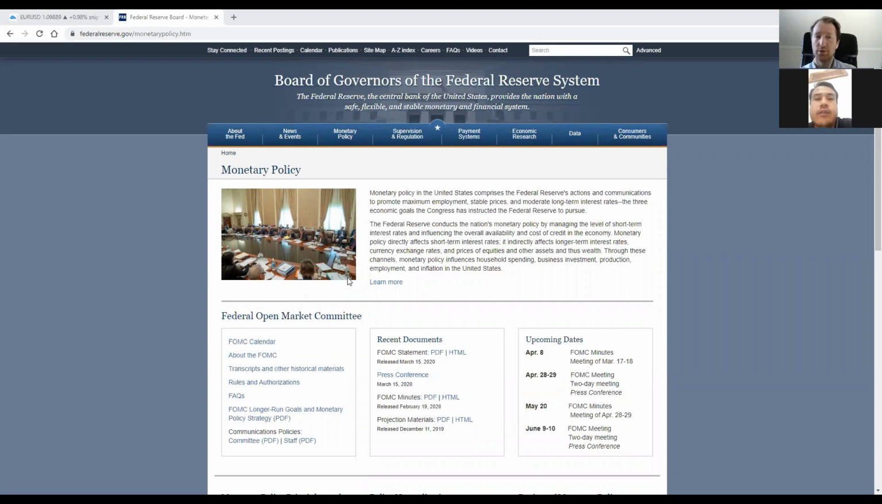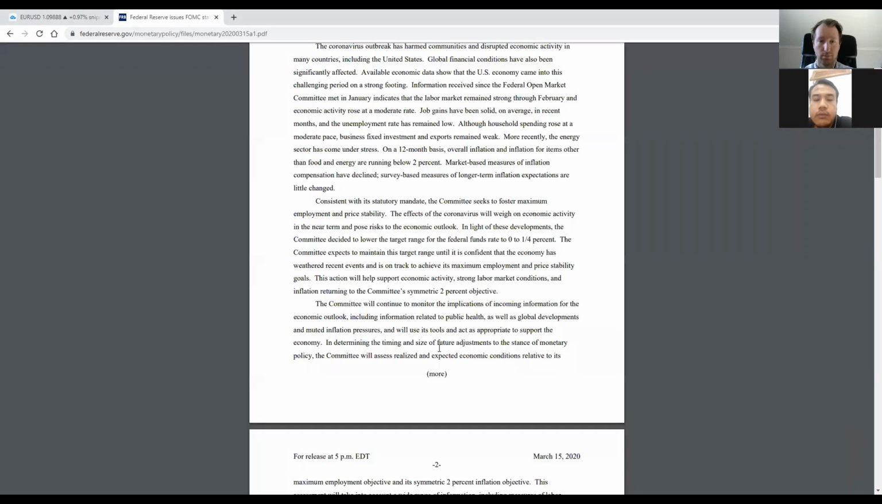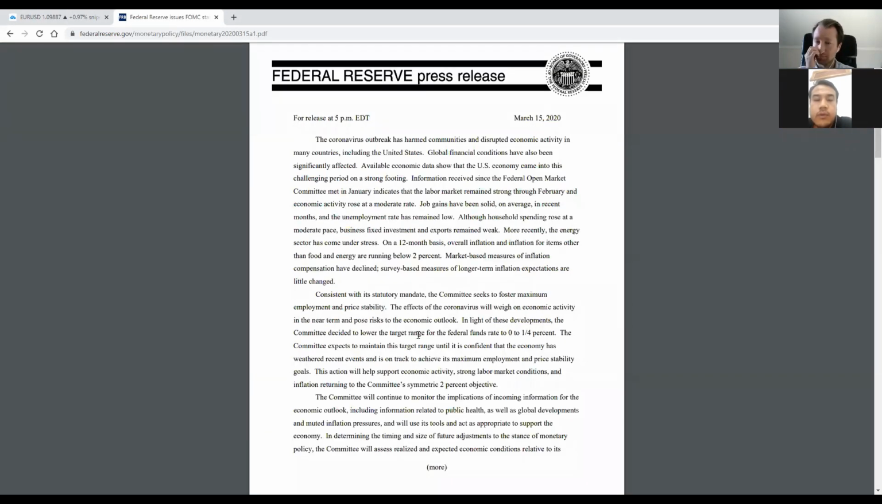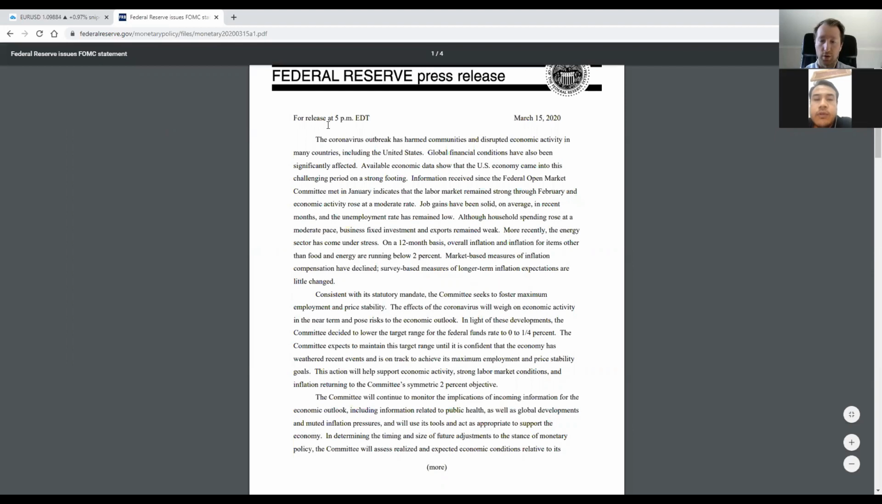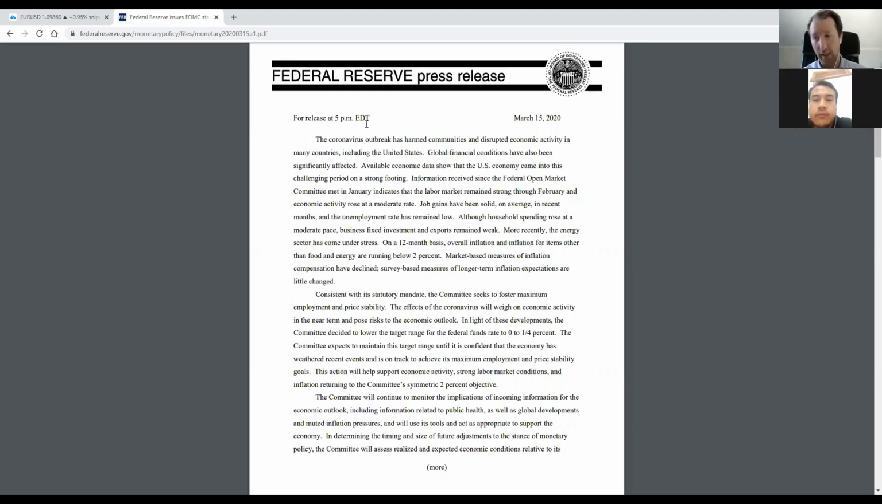Yes, right. So okay, I just Googled Fed monetary policy, and I got to the Federal Reserve monetary policy page, and then I go to the last one, the 15th. So there's a PDF here. Go there. Here we have it. Okay, so it starts off with the first word they use.